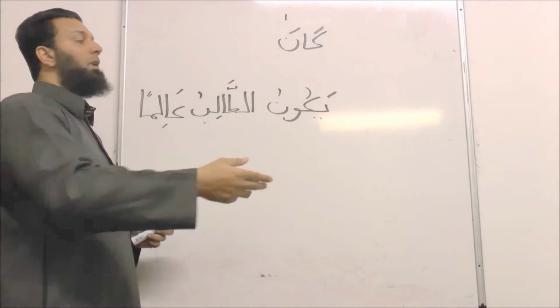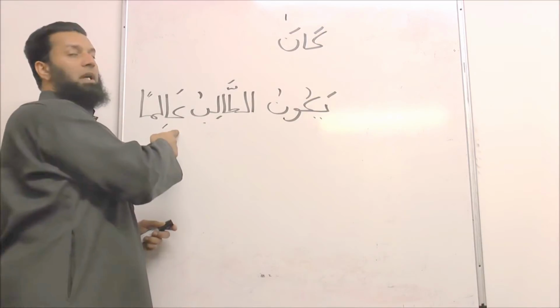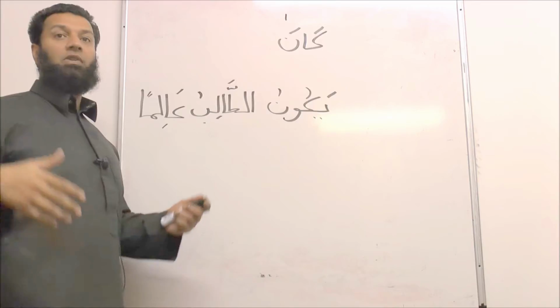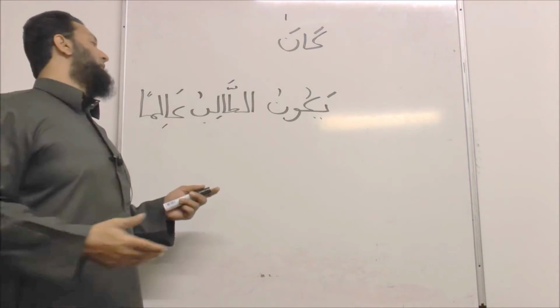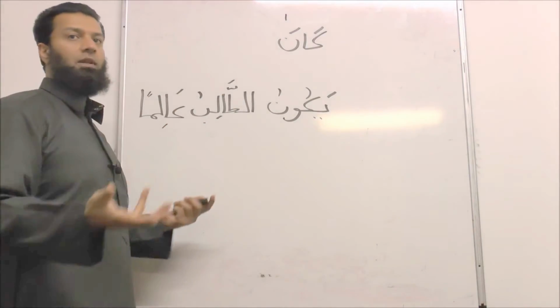at-talibu, the student, yakunu, he will be aliman, a scientist. The student will be a scientist. An alim, a scholar, right? At-talibu yakunu aliman. The student will be an aliman, a scholar.